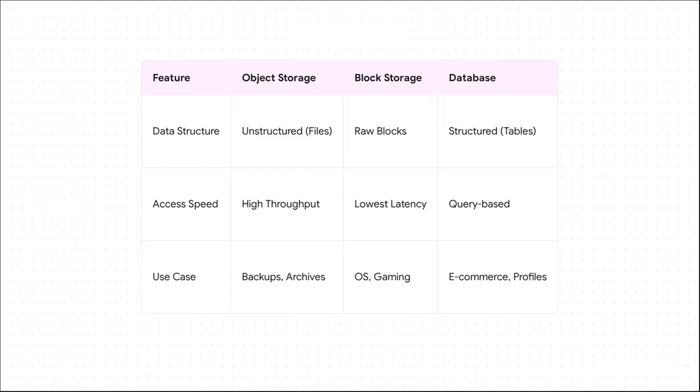Next up, access speed. Object storage is awesome for high throughput. That means moving big files fast. Block storage gives you the absolute lowest latency. We're talking lightning-fast reads and writes. And database speed is all about how fast it can answer your complex questions. And finally, the use cases just tell the story. Backups and big data just love object storage. Operating systems and high-speed apps demand block storage. And things like e-commerce sites, well, they run on databases.